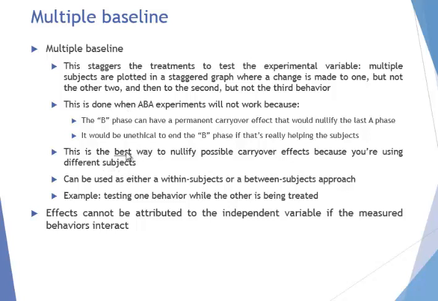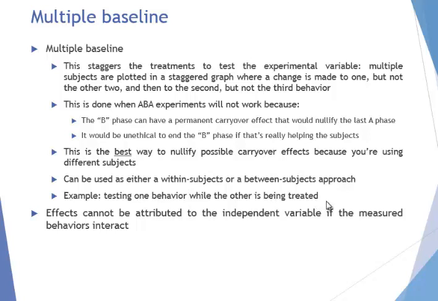So one thing you can do is the multiple baseline. This is the best way to nullify a possible carryover treatment. You're using different subjects. You may be using three different children in the same class. It can be used as within subject or between subject. Like I said before, you can use it as three different children. That would be the between subject approach. Or there could be three different treatments for the same problem in the same subject. That would also be within subject, like testing one behavior while the other is being treated.